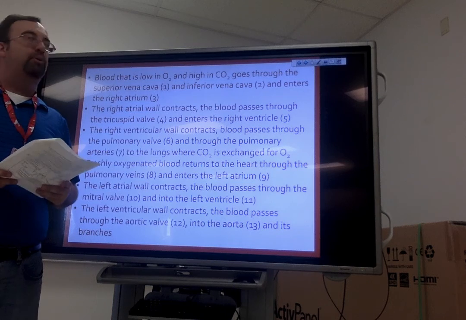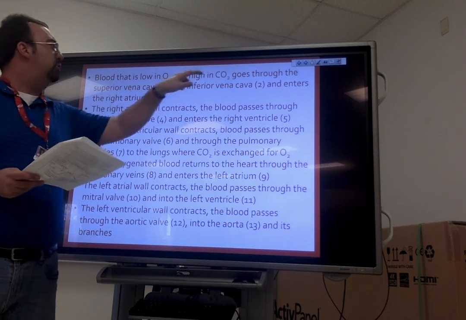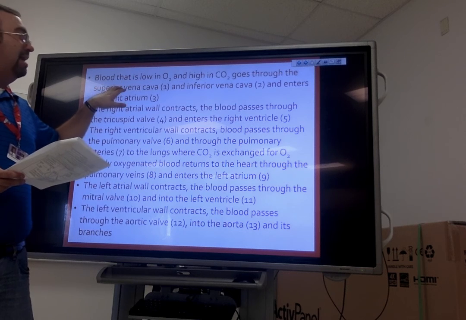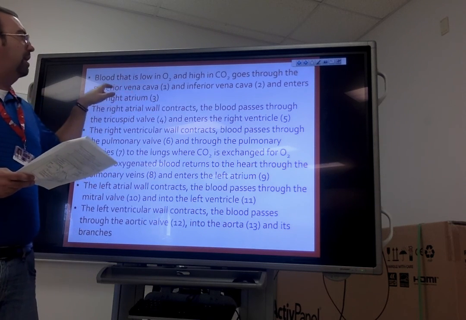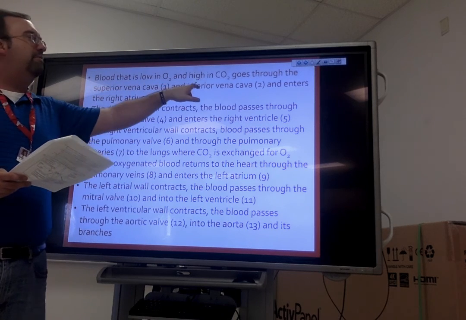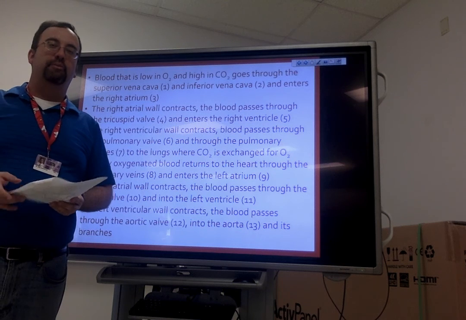All right, so for example, I might have on the test, blood that is low in O2 and high in CO2 goes through the blank and enters the blank. And so you would have to put down superior vena cava, inferior vena cava, and then the right atrium. So those would be kind of like the fill in the blanks I'm talking about.